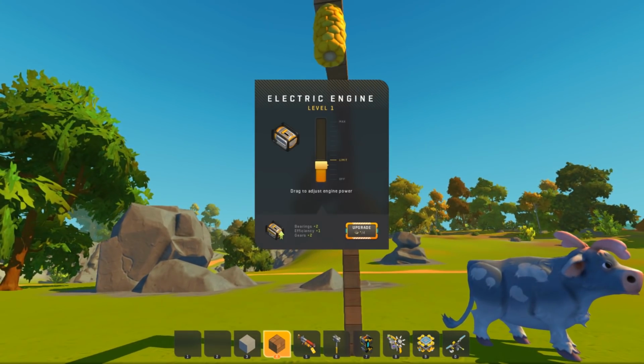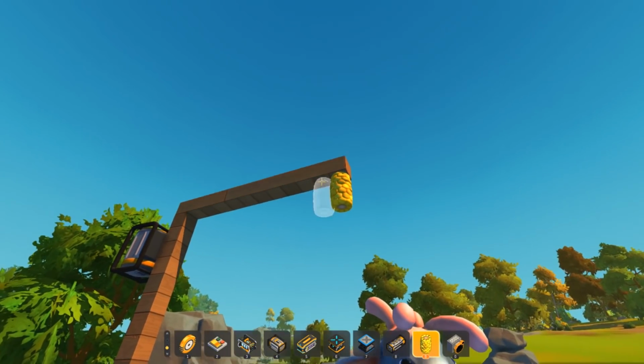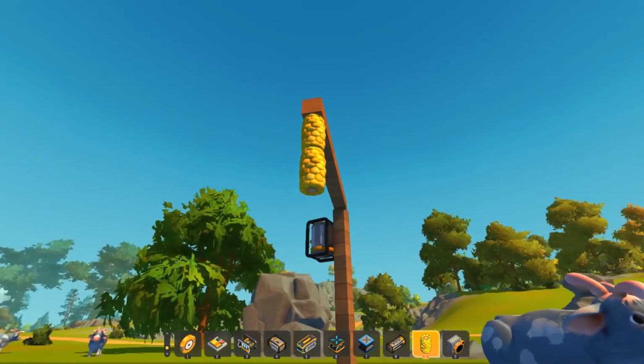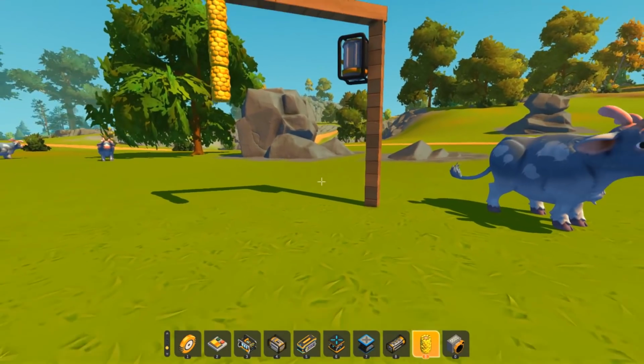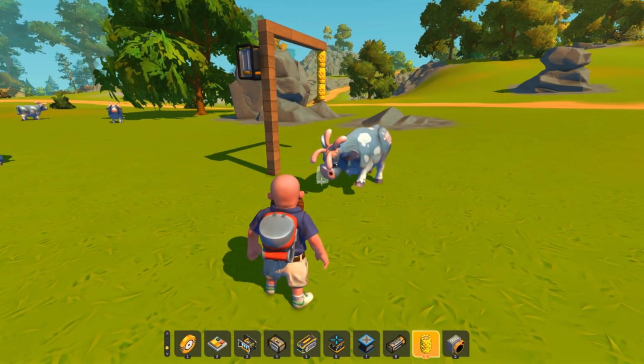That didn't really work like I thought it would. Come on, Woc. You're not trying to get the corn or what? Could put another one on. How are you not going for the corn?